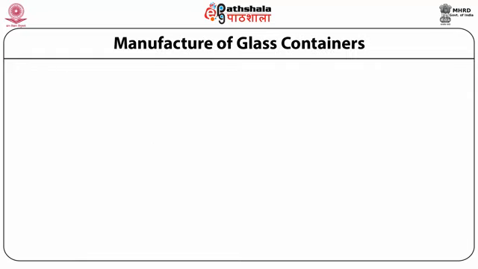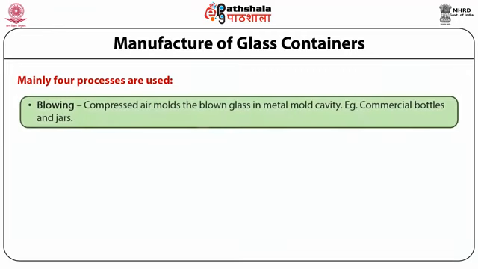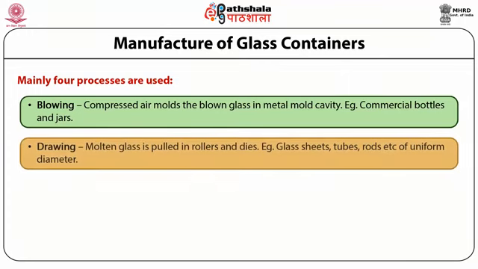Manufacturing of the glass container. Mainly four processes are generally used for manufacturing of the glass container. The first one is blowing, where compressed air molds the blown glass in a metal mold cavity. Example, commercial bottles and jars. Second method is drawing. Molten glass is pulled in rollers and dies. Example, glass sheets, tubes, rods, etc.